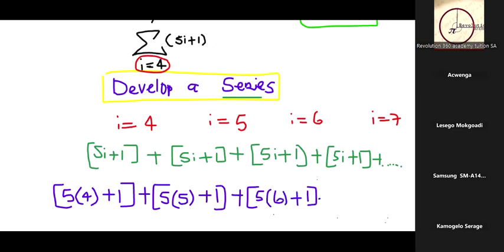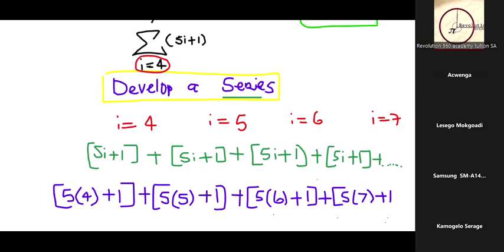Then you put a brace. Then you write 5. Where there is i, you're going to put 7. Open bracket, 7. And then you add 1. Just like that. That's why I'm saying you develop a series. A series must have plus signs in between.